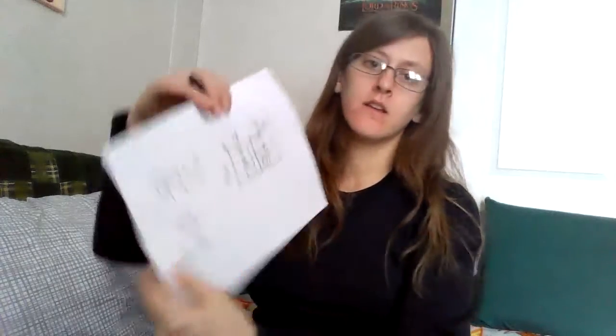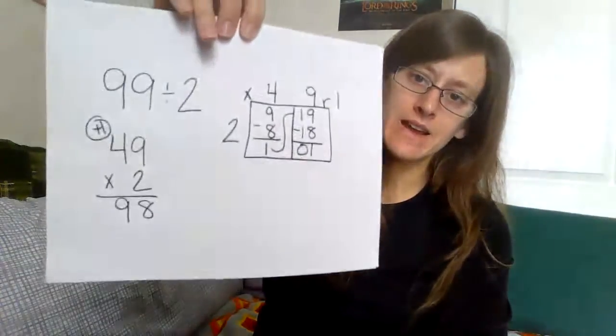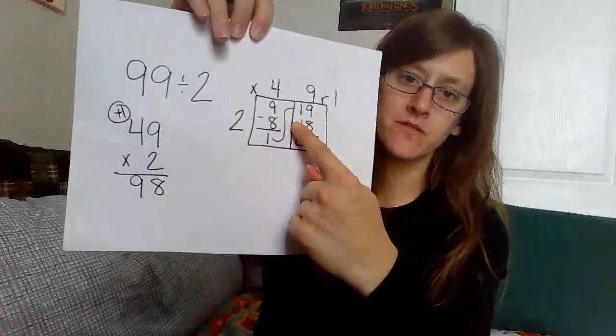I've got to check it. So far I see that I was able to make 49 groups of 2. So I'm going to do the inverse of division, and I'm going to multiply 49 times 2. 9 times 2 gives me 18. My 8 goes down. My 1 comes up. 2 times 4 is 8. Plus 1 gives me 98. That's the opposite of my division.